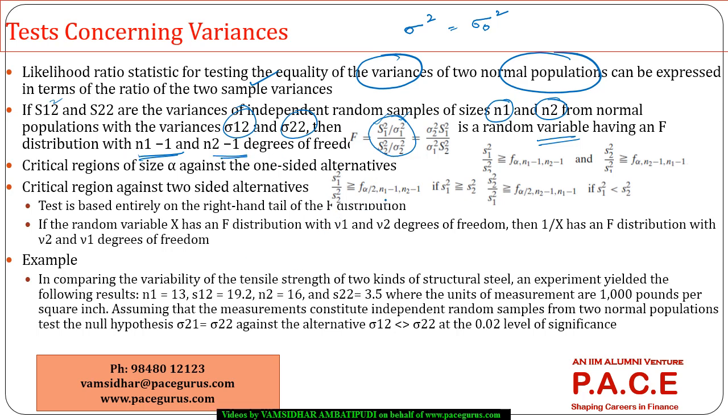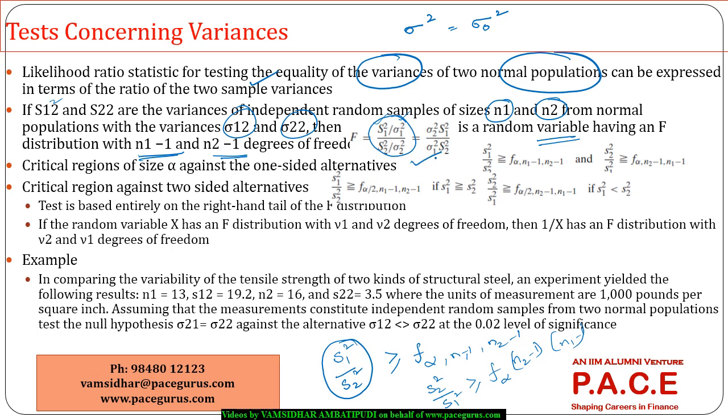So based on this, we'll compute our test statistic. Here the test statistic is S1 squared by S2 squared. I'll check whether this test statistic is greater than or equal to the F value, which is F computed at alpha significance level, N1 minus 1 degrees of freedom and N2 minus 1 degrees of freedom. Or if I am doing S2 squared by S1 squared, in that case I'll look at F alpha, again with N2 minus 1 degrees of freedom, N1 minus 1 degrees of freedom. So this is how we work out the one-sided alternatives.